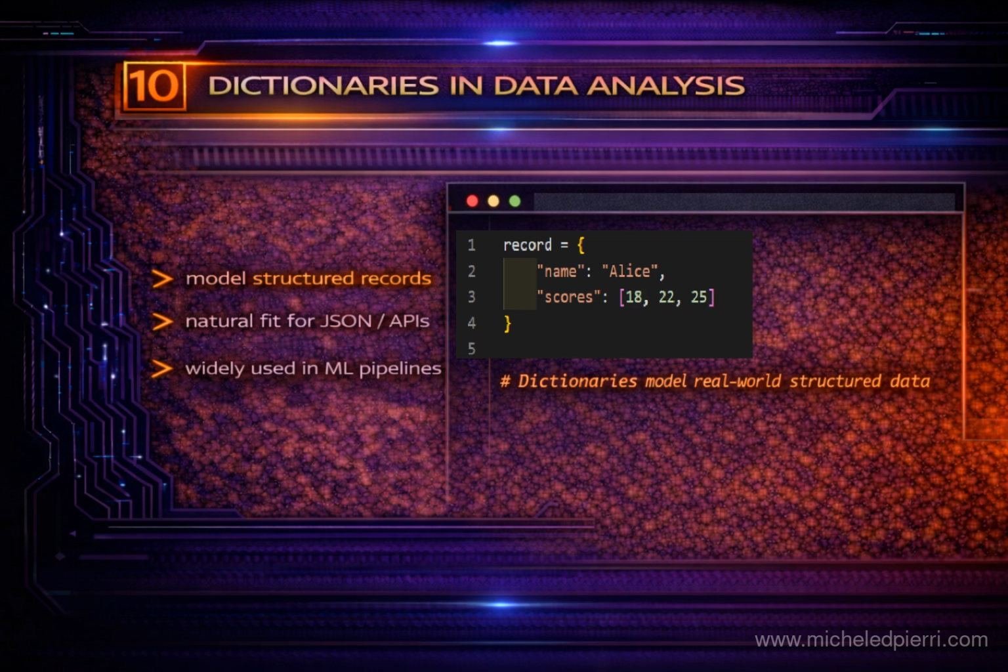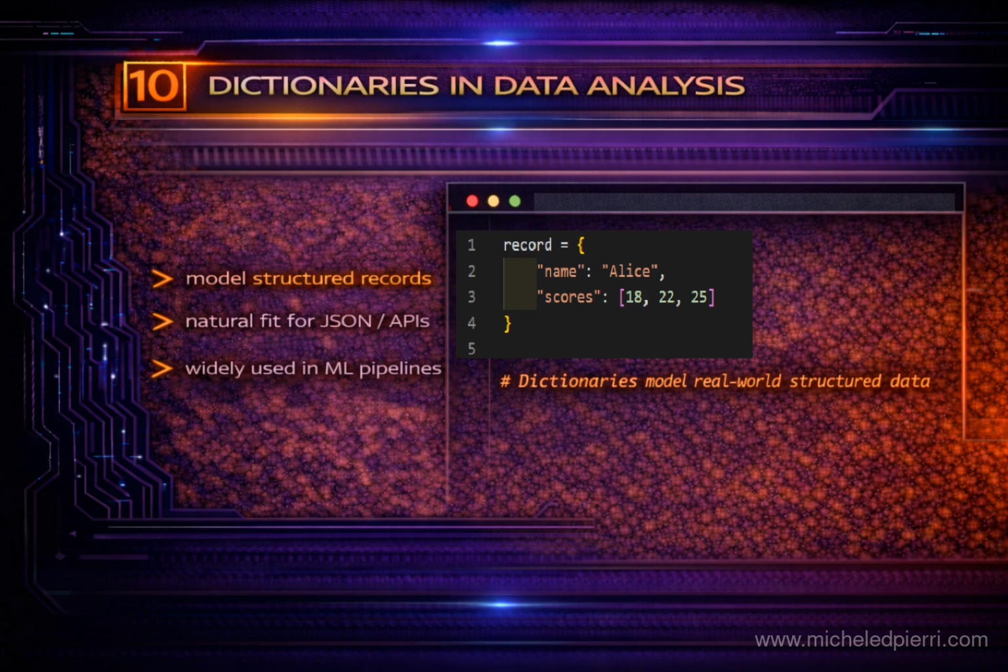That structure matches how real datasets are described, attributes with labels, so you don't rely on position or memory to interpret a value. This is also why dictionaries align naturally with formats like JSON and with API responses. Most real-world data comes as key-value pairs, and Python dictionaries are the native way to represent that.